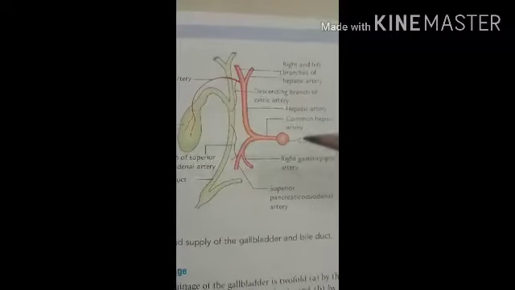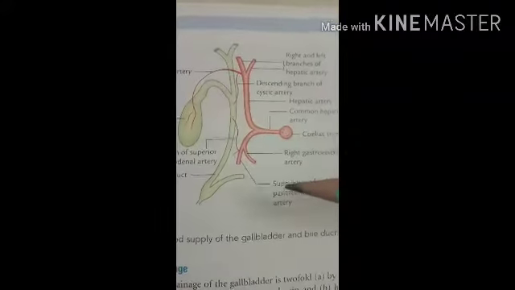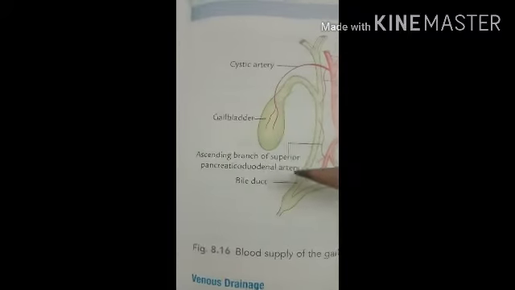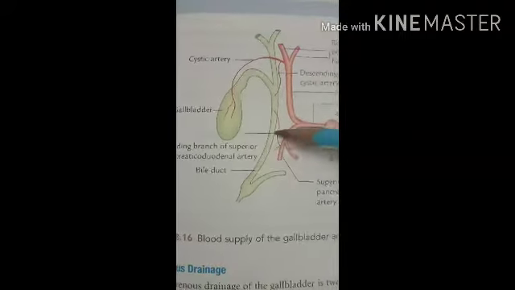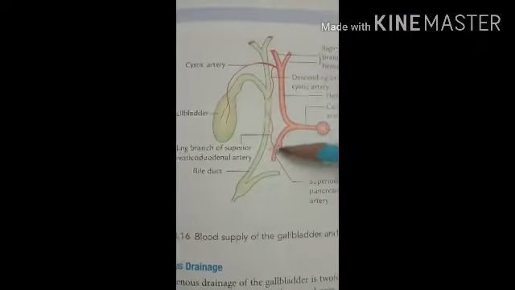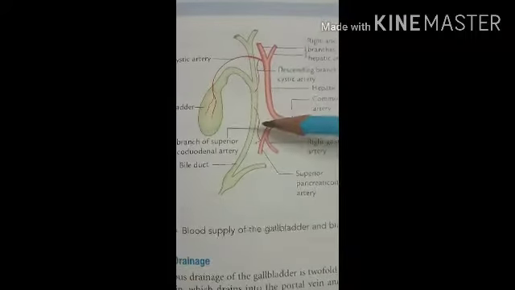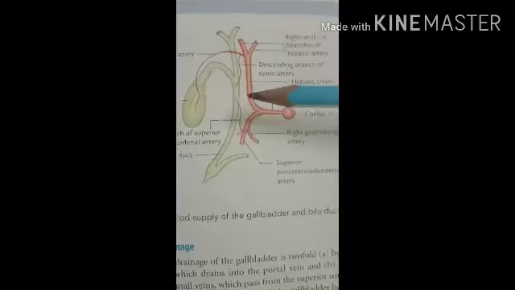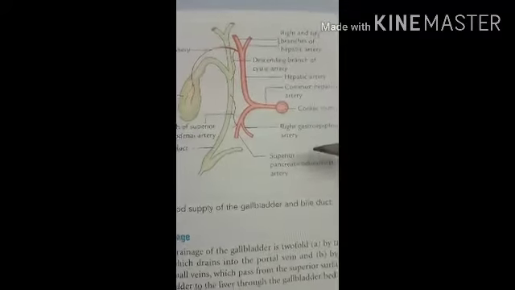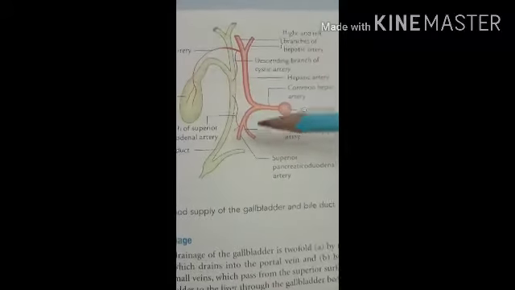Second artery, that is the posterior superior pancreaticoduodenal artery. So here you can see this one. It supplies the lower part of the bile duct, and it is the branch of the gastroduodenal artery, this one.